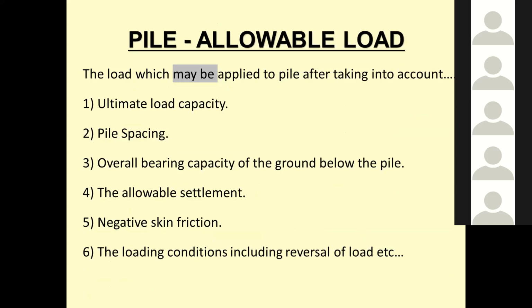Now, what is allowable load? I will describe in detail. Of course, this is given very much in 2911. The load which may be applied to the pile after taking into account ultimate load capacity, pile spacing and group effect, overall bearing capacity of the ground below pile, the allowable settlement, negative skin friction, and the loading condition, including reversal load time.